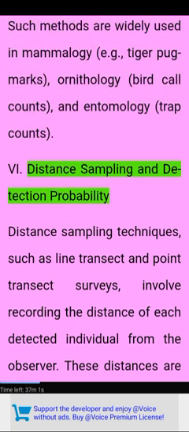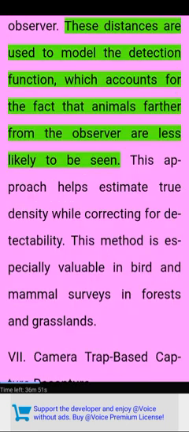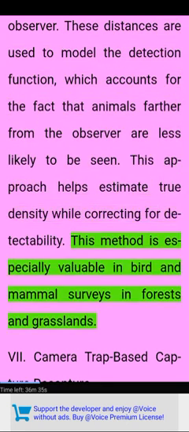6. Distance sampling and detection probability. Distance sampling techniques, such as line transect and point transect surveys, involve recording the distance of each detected individual from the observer. These distances are used to model the detection function, which accounts for the fact that animals farther from the observer are less likely to be seen. This approach helps estimate true density while correcting for detectability. This method is especially valuable in bird and mammal surveys in forests and grasslands.